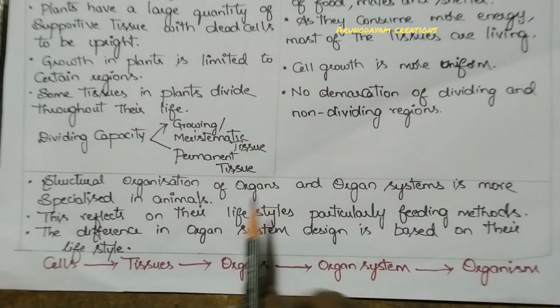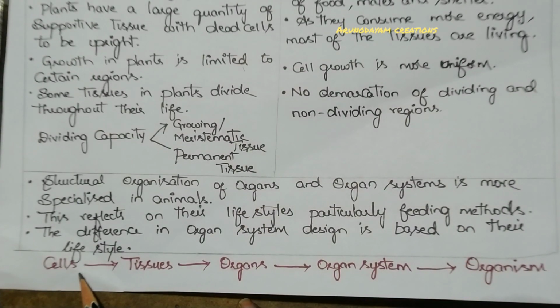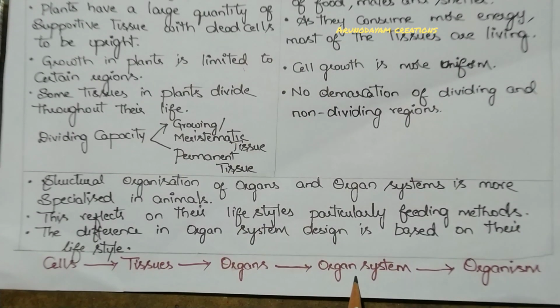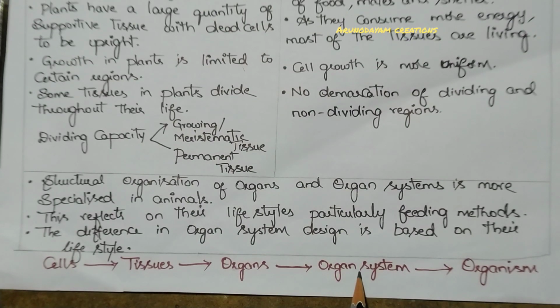Do you know cells, which are the fundamental unit of life? A group of cells with the same structure and same function forms tissues. We already learned this in the previous video. A group of tissues having the same structure and same function together produces organs. And a group of organs with the same function forms an organ system. And a group of organ systems forms an organism.